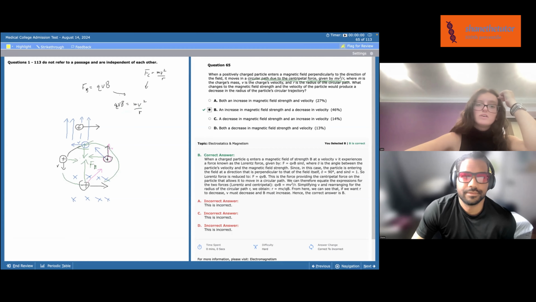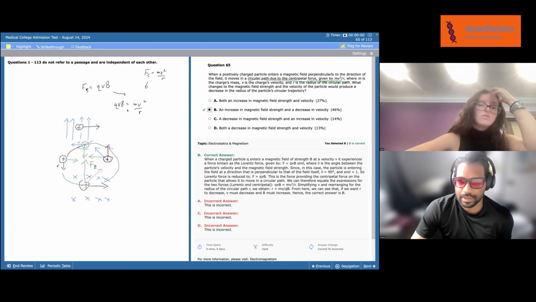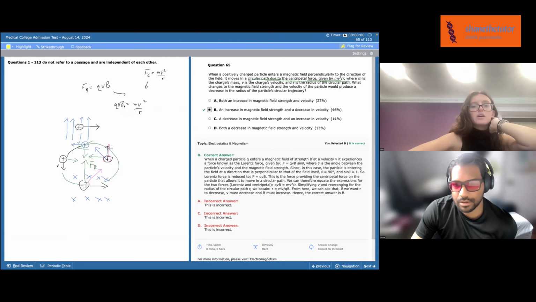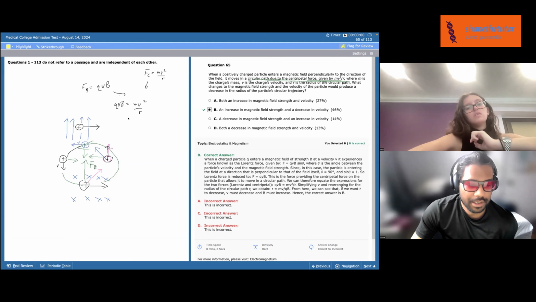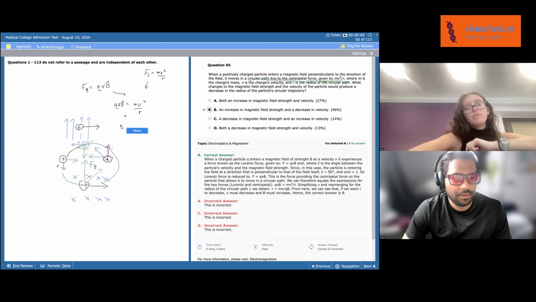If we can change V and B, how would you do this? Would you isolate R? Can you do QVB over mv squared? Okay, you're left with QB over mv.